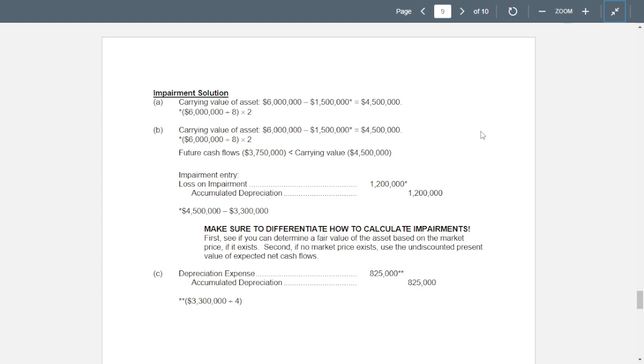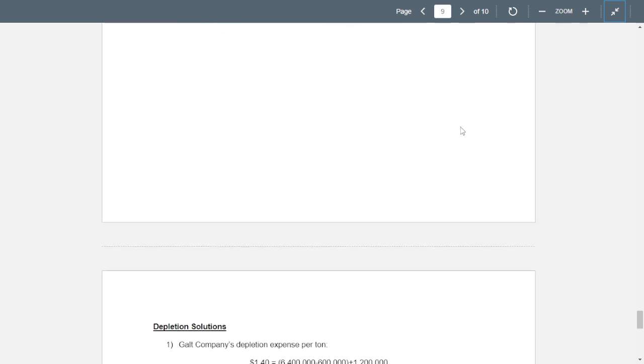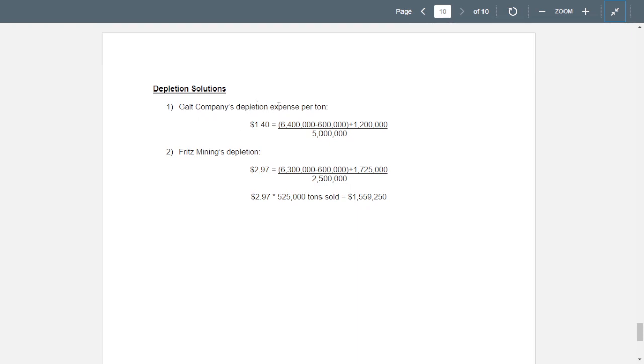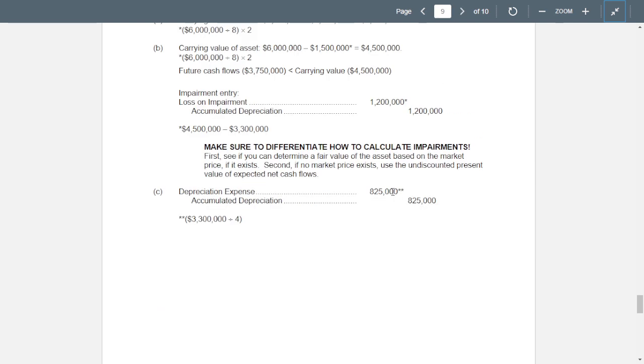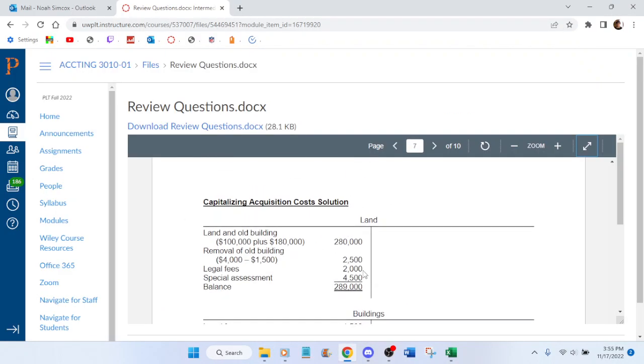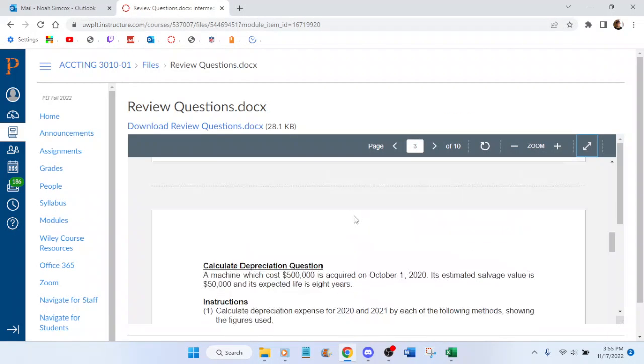Depreciation expense, accumulated depreciation, depletion. Just divide by this. This plus minus this plus this divided by this equals this. This times this equals this. That's it. Wow, it's weird. He did all solutions in a Word document. Okay.